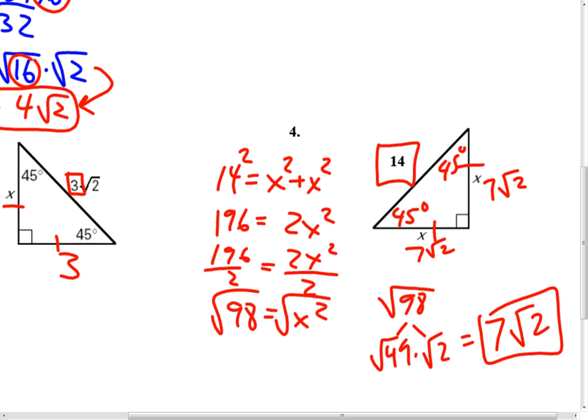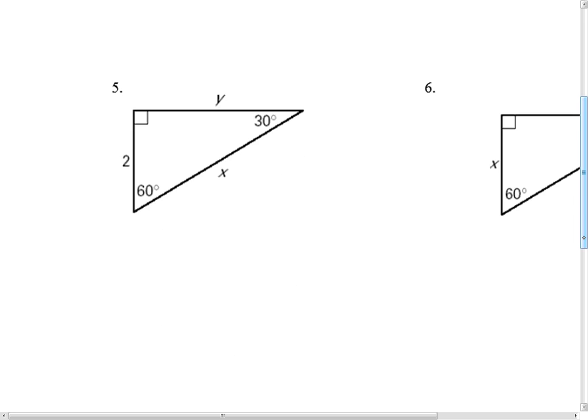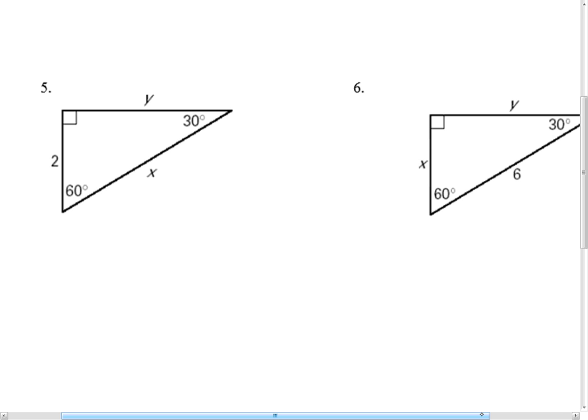When it's 30, 60, 90, your options are a little more limited because you don't have 2 equal sides. Remember way back, what did I say should be the first thing you do when you look at the 30, 60, 90? What should you find? Short side. The short side. Locate the 30, point to the short side.